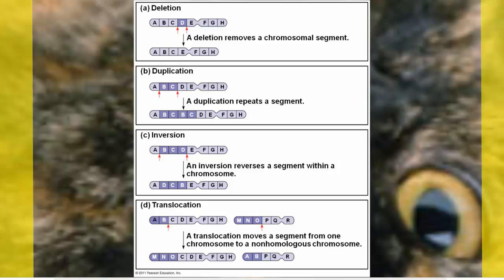And our last example is where parts of one chromosome end up on the wrong chromosome, and this is known as translocation.